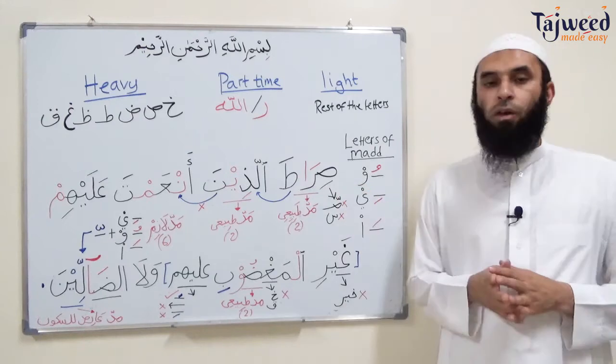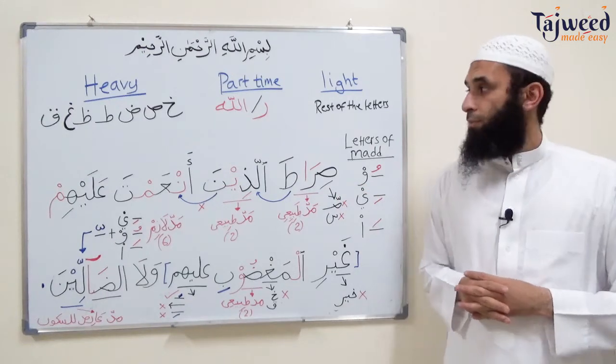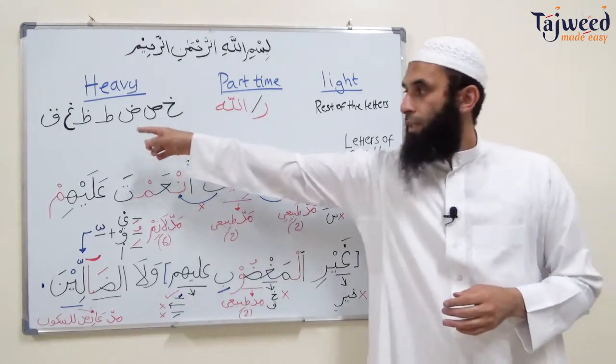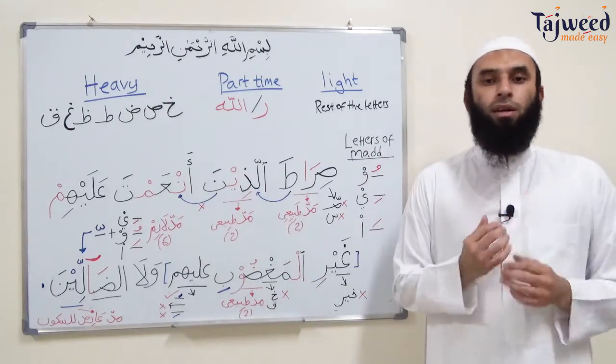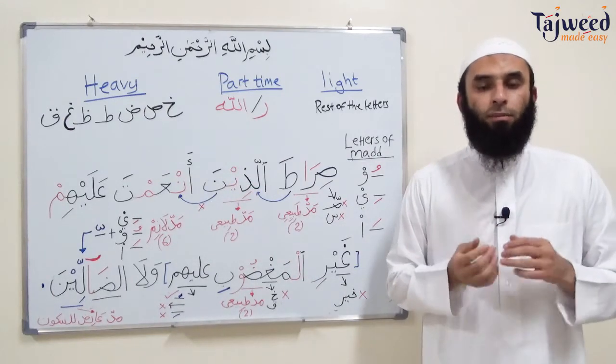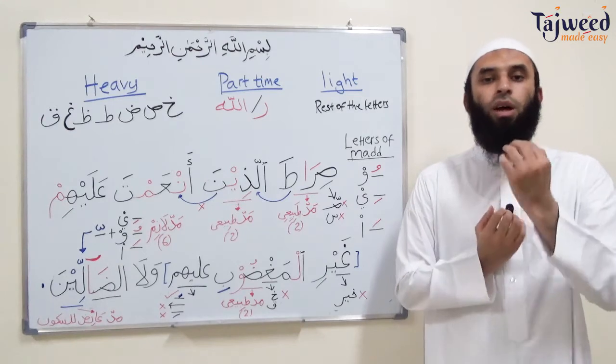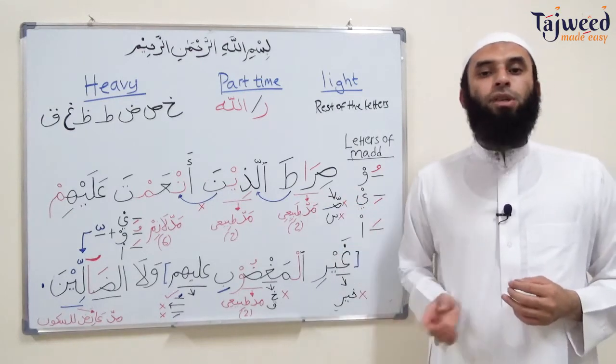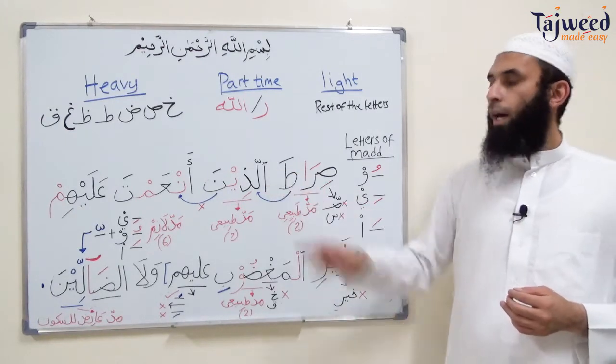Then we have ta here. Ta is from the heavy letters. Okay, we have the 7 heavy letters there. So ta, and not sirata, but sirata, ta. Sirata. Then here we have alif al-wasl.